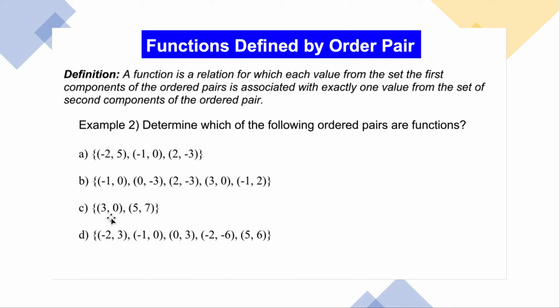C is a function because each first component is associated with exactly one second component of the ordered pair. So C is a function. D is not a function because -2 is associated with 3, and -2 is also associated with -6. Therefore, D is not a function. Let's go to the next slide.